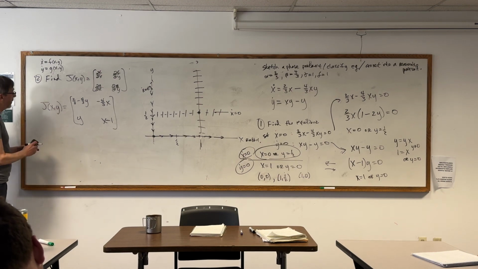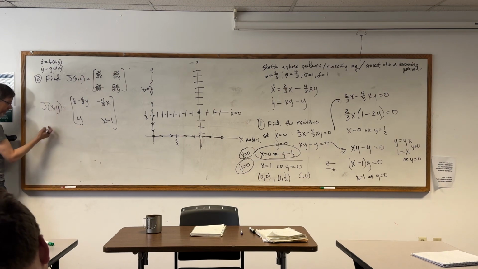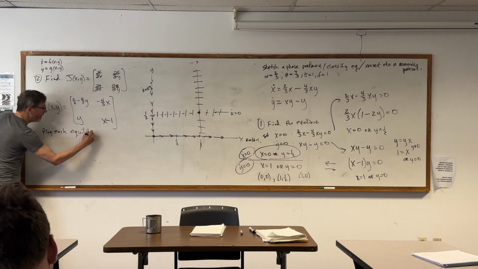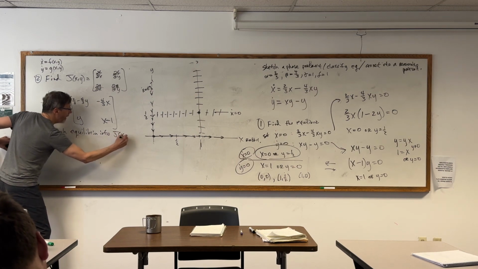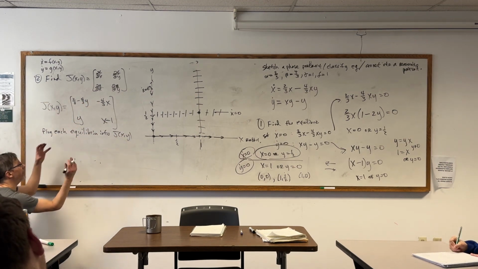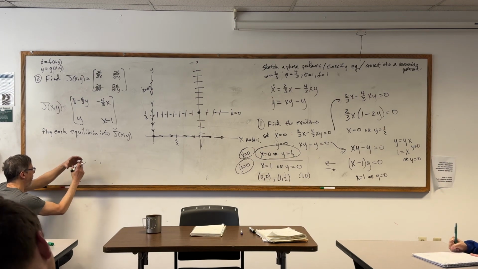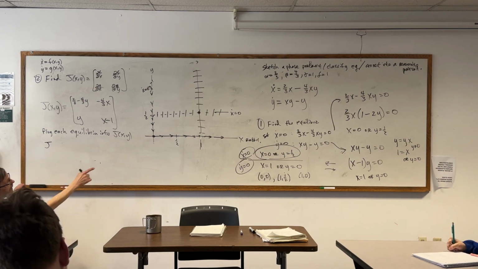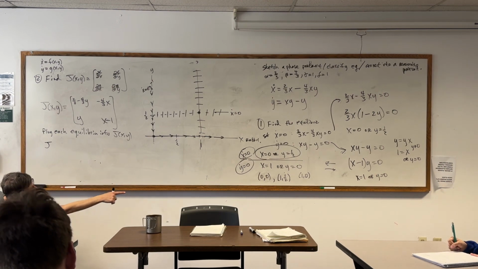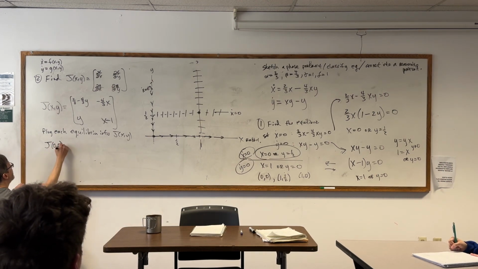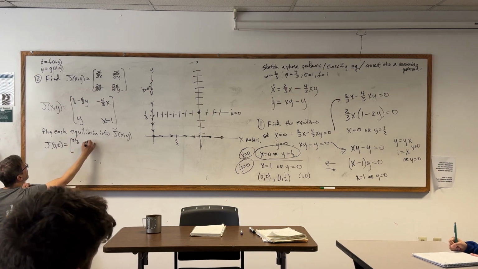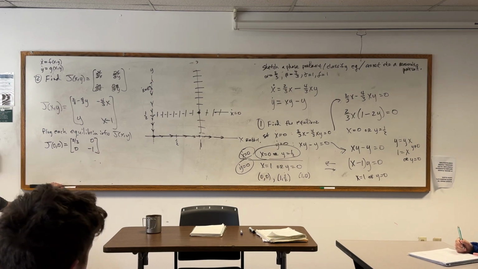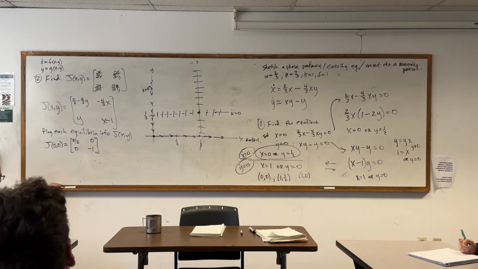That's step 2. I don't know if I made the next thing a step 3 or not, but part of this is now plug each equilibrium into J of XY, and what you're going to get is essentially a linearization of the system. We're getting an approximation for the system at that equilibrium. So when we do that at J of 0, 0, the matrix is going to be 2/3, 0, 0, -1. What are the eigenvalues? 2/3 and -1, awesome.